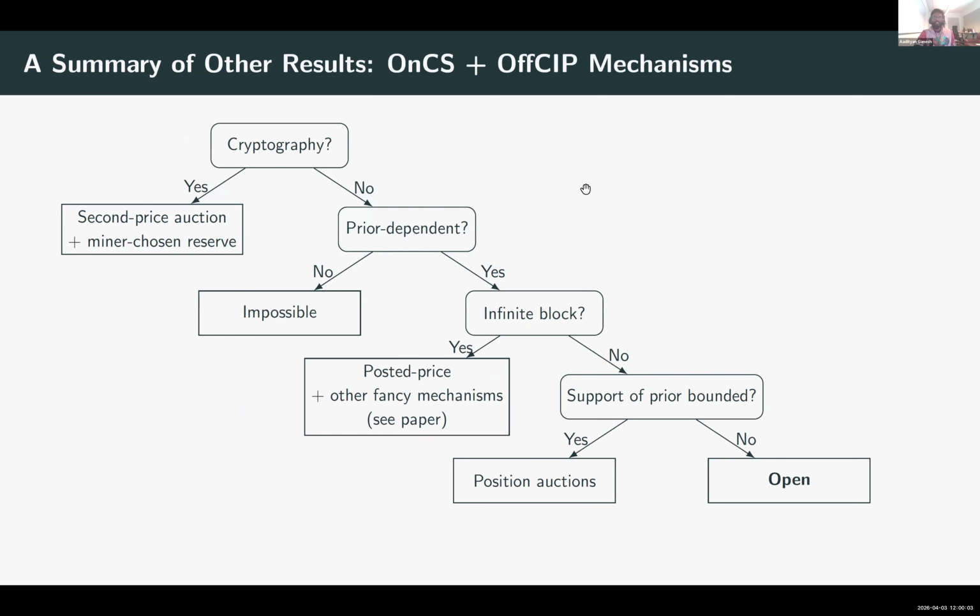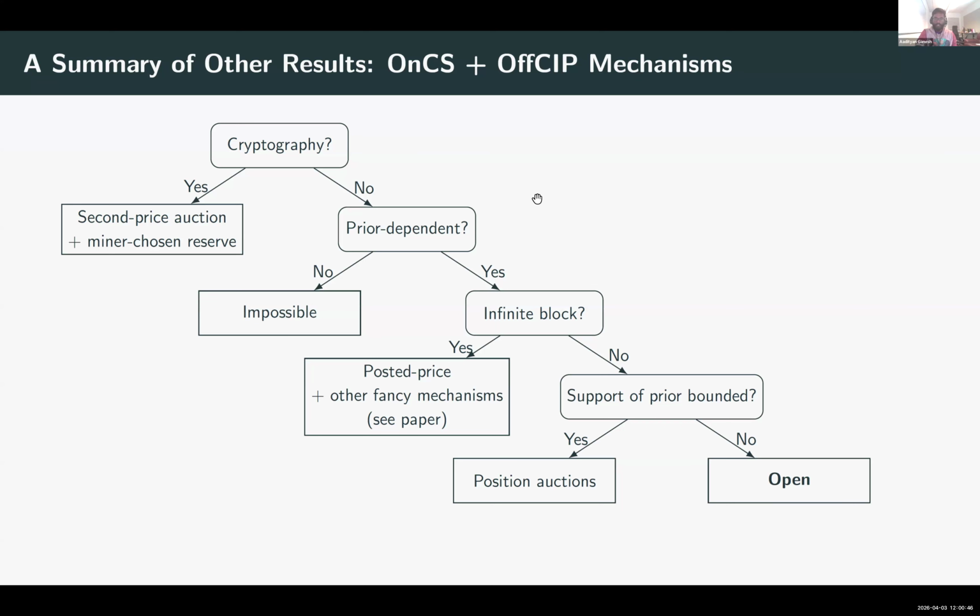This is a summary of the other results in our paper. First we ask, can you have cryptography? If the answer is yes, it turns out a second price auction with a specifically chosen reserve, in the presence of cryptography, satisfies all the three properties that we want: on-chain simplicity and off-chain influence proofness. If the answer is no, if you don't have cryptography, and the transaction fee mechanism does not have access to this distribution T, then you just can't design a mechanism that satisfies all of these three properties.